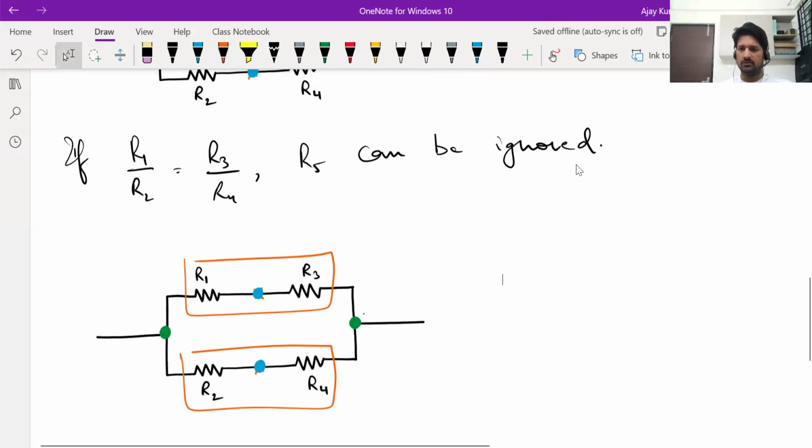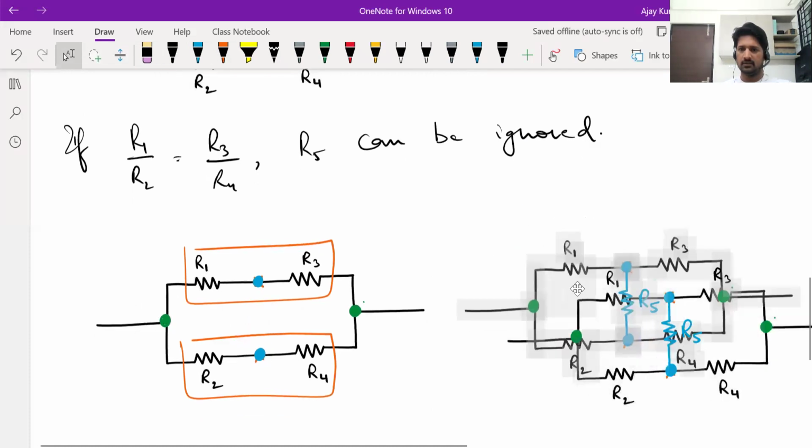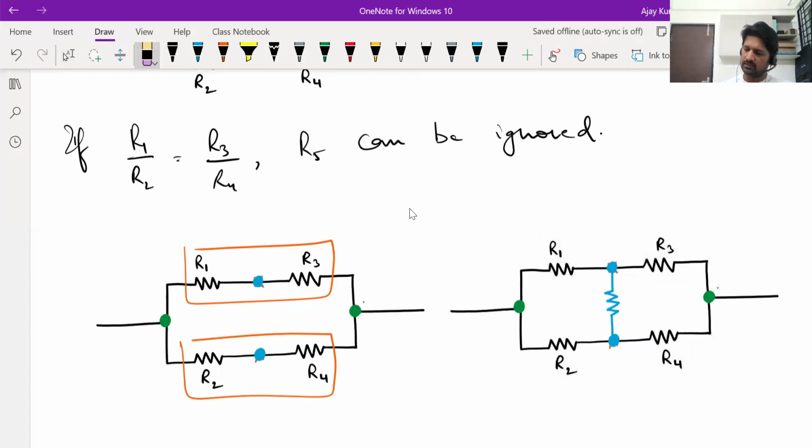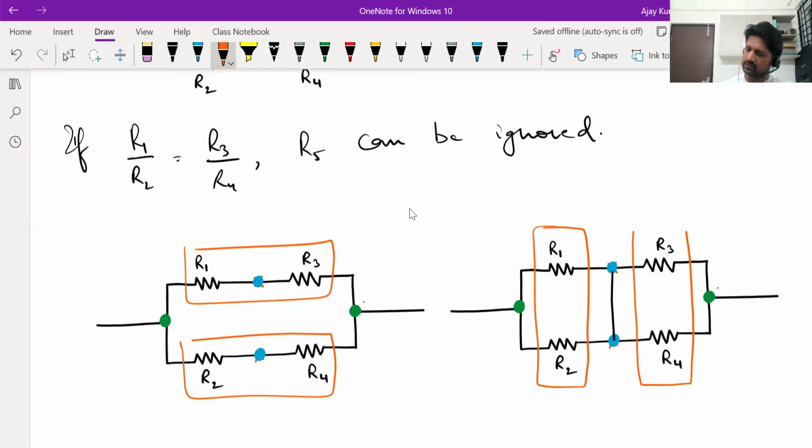You can do one more thing also. Ignoring the fifth resistance means, like we proved, that potential at X will be equal to potential at Y. So I said there is another way also of ignoring. You can connect it with a wire. Once you do that, you will see that R1 is in parallel with R2. Find out the effective resistance. R3 is in parallel with R4. Find out the effective resistance. And this parallel combination is in series with that parallel combination. You can find out the overall resistance. Whichever way you do, you will get the same answer. So there are two possible things that you can do.